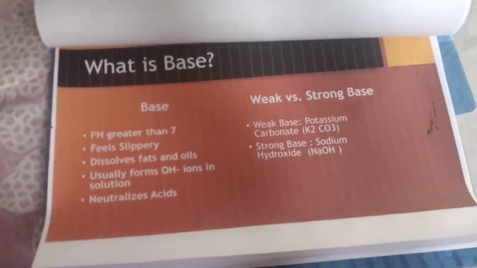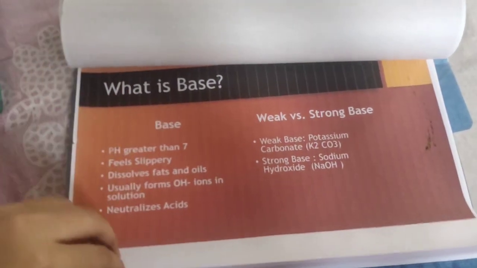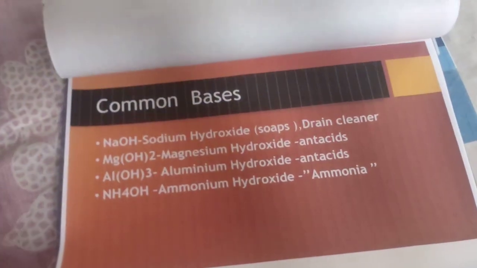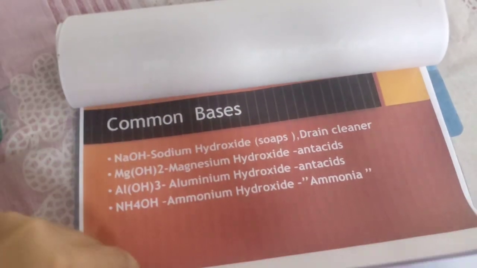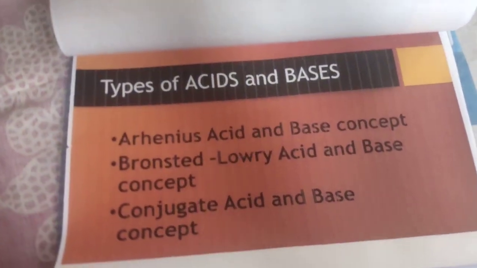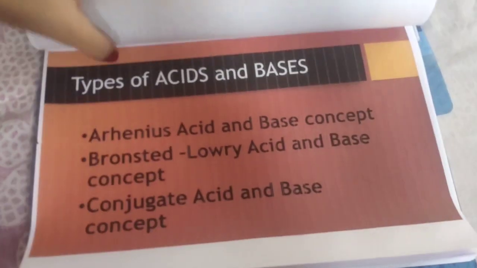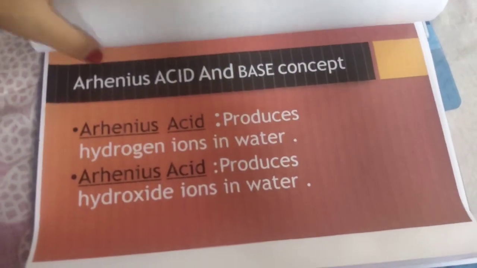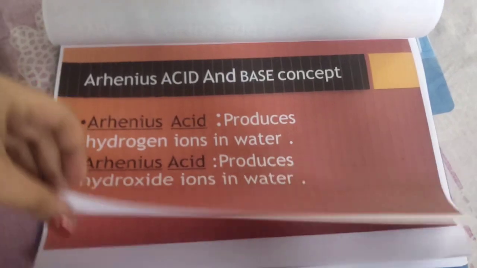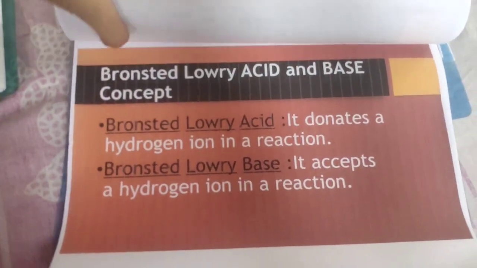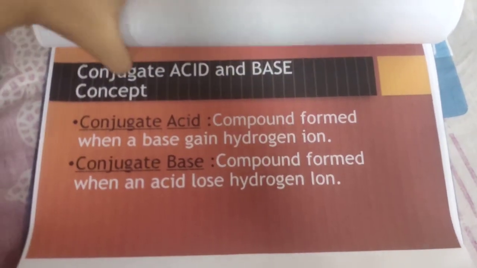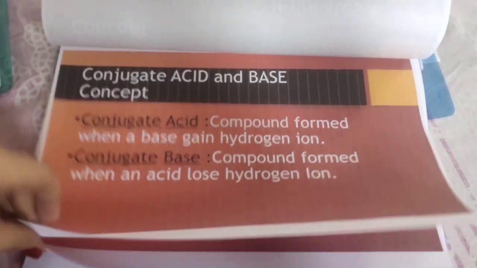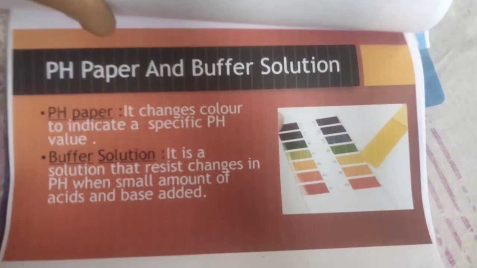Then what is a base? On the next page, common bases. Types of acids and bases: Arrhenius acids and bases, Bronsted-Lowry acids and bases concept, conjugate acid and base concept, pH, pH paper and buffer solution.